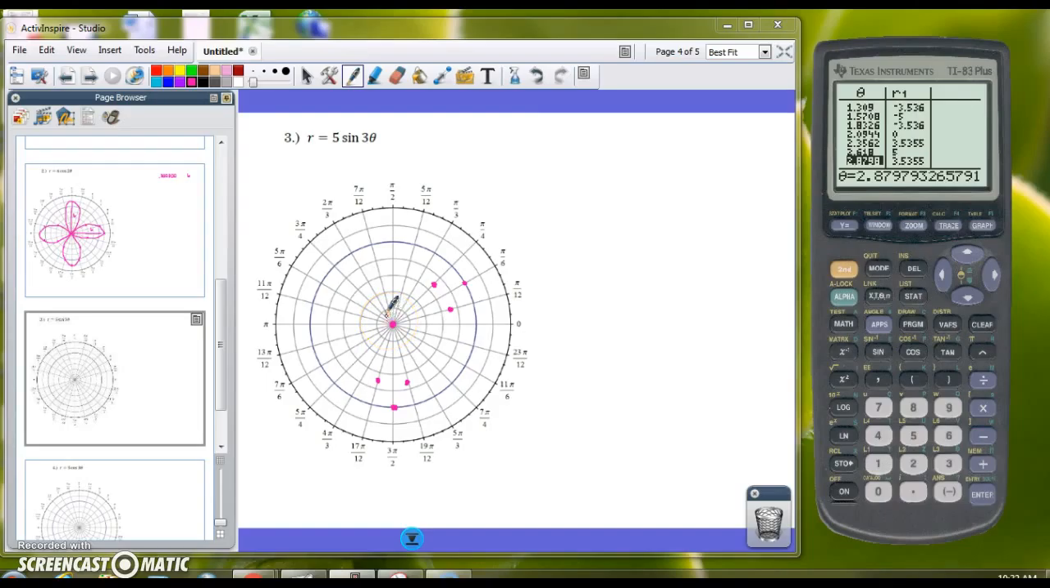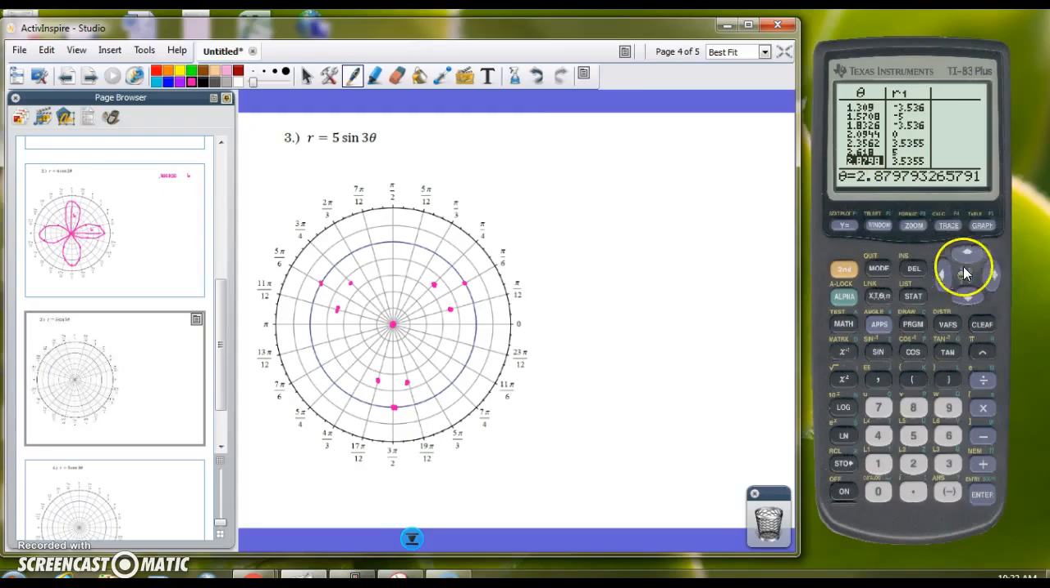So at 3 pi over 4, let's see. We know that we're going to be symmetrical here. So I know that this one has to be at 3.5, this one is going to be at 5, and this is going to be back at 3.5. So you can get it off of the calculator. The one thing about using the calculator is just making sure that you go step by step and know which one of these values is which.